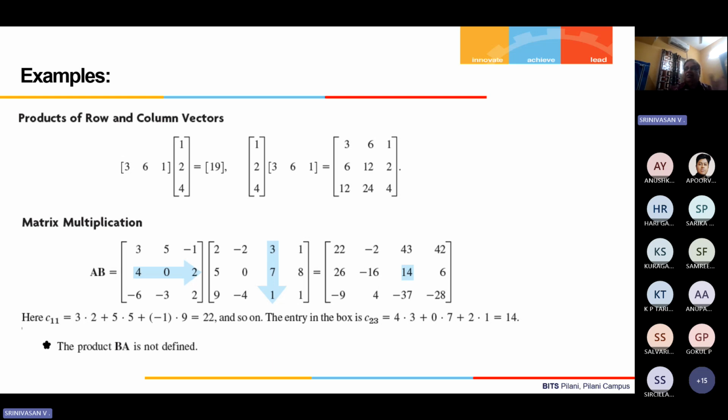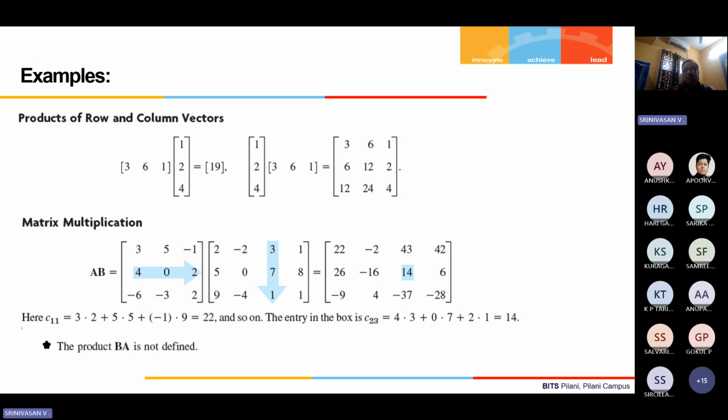Now repeat the same process with the first column, second column, third column, and fourth column, corresponding elements of the second row. Sum them up to get the second row elements. Same way, third row. So it is just shown. C11, that is the first column element, is 3 into 2 plus 5 into 5 plus minus 1 into 9, 22.